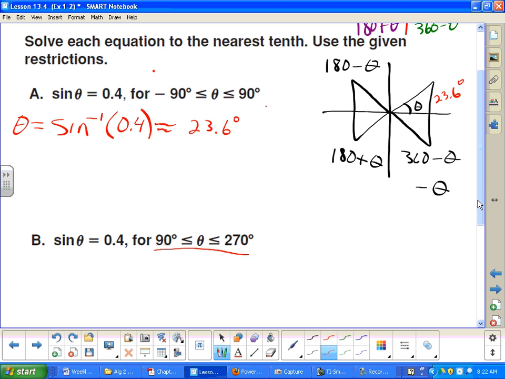Is y positive in the second quadrant or the third quadrant? The second quadrant. So what do I do with that reference angle in the second quadrant? We subtract it from 180. So theta here is going to be 180 minus 23.6, and so that is 156.4. Now, take your calculator and do the sine of 156.4.